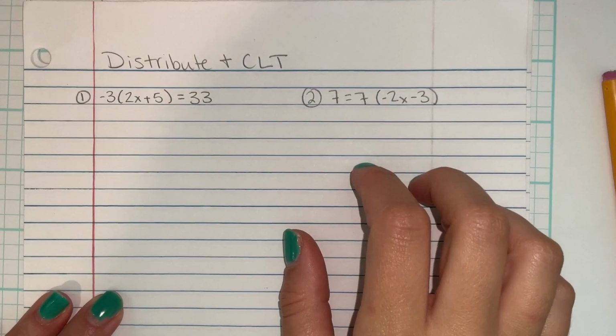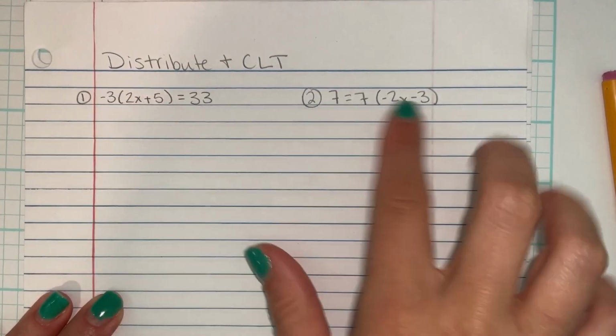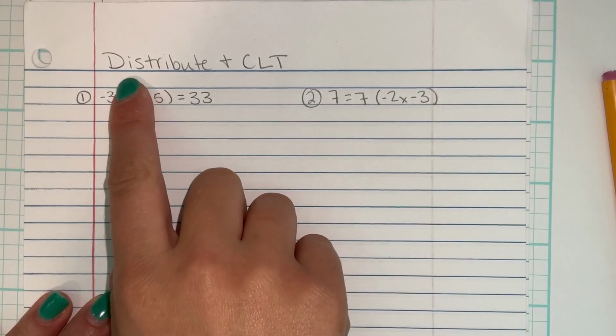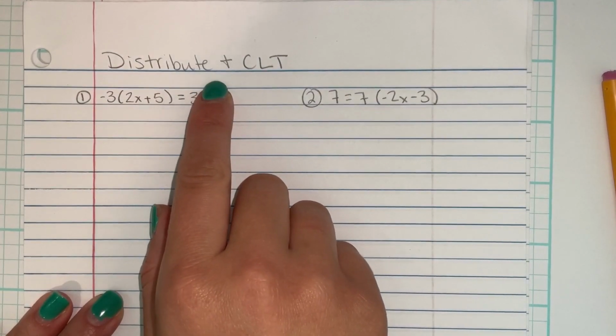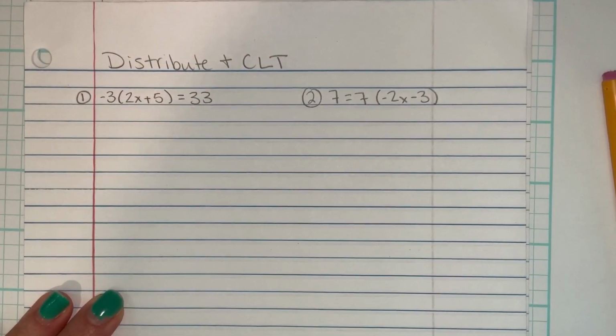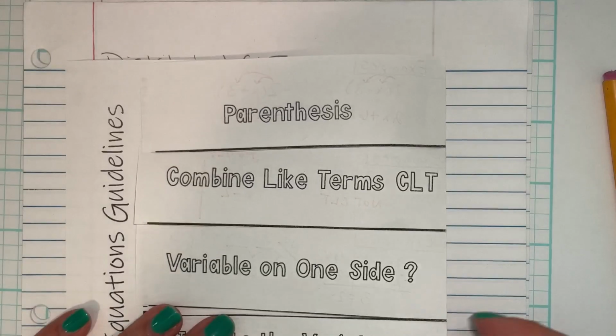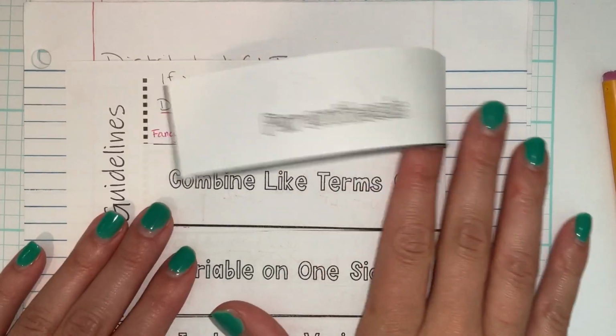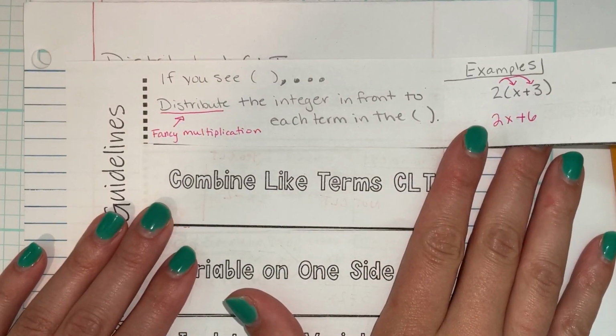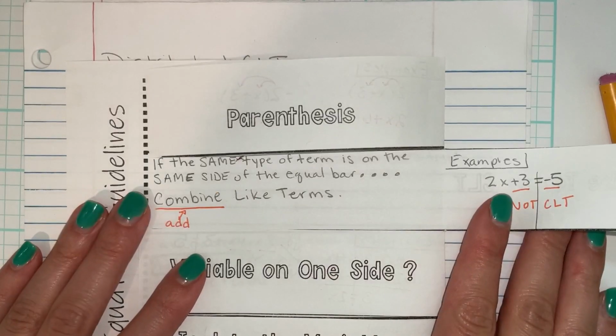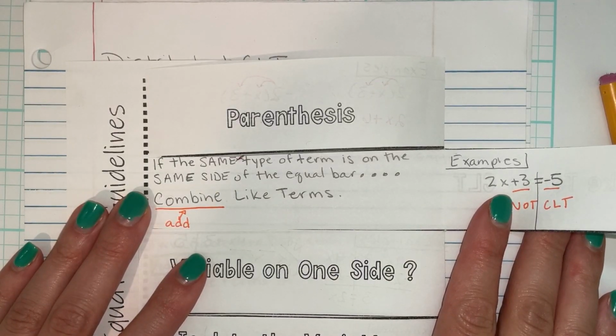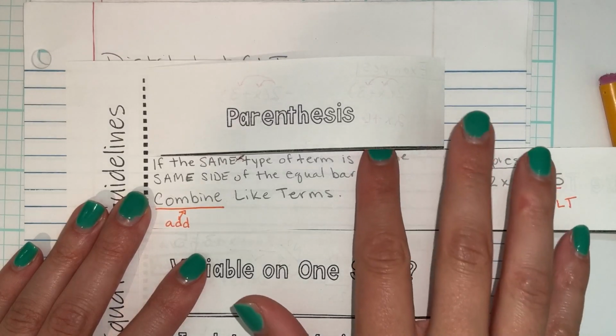All right, no foldable this time. This time it's going to be just straight up writing in your notebook. So we are going to distribute and combine like terms. That is when, in that previous foldable, you see a parentheses, you multiply, and combine like terms if it's got the same type of term on the same side of the equal bar, okay? So that's the new thing.